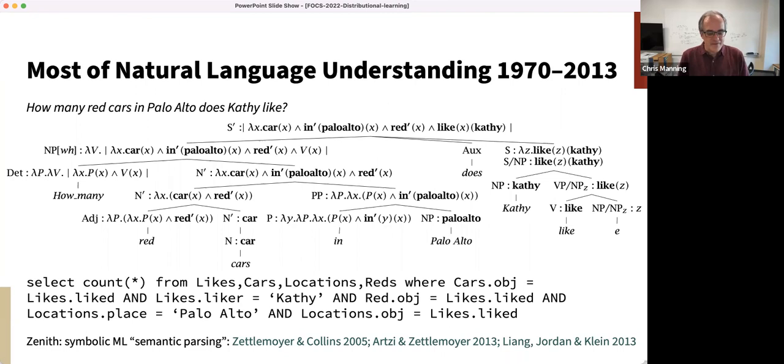The 21st century zenith of this work was the so-called semantic parsing approach that was pursued, among others, by Luke Zettlemoyer and my Stanford colleague, Percy Liang, in his PhD dissertation. But there are other approaches to semantics.